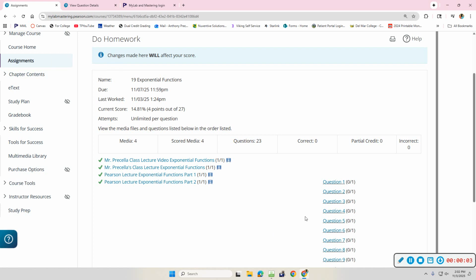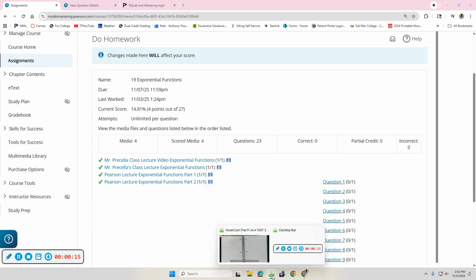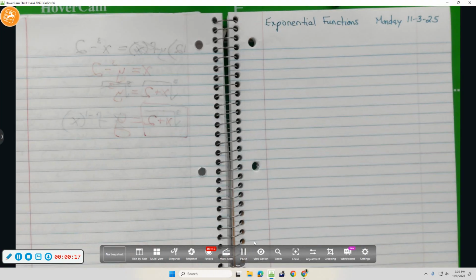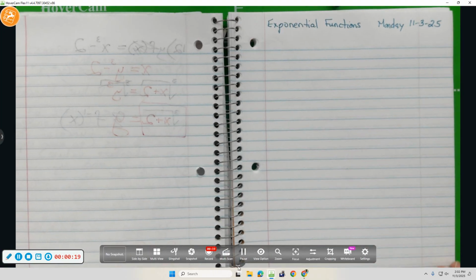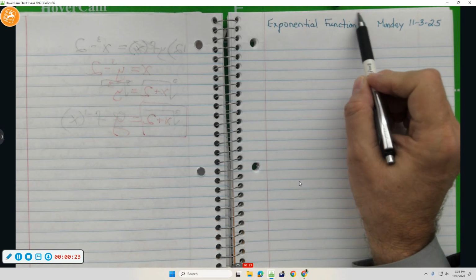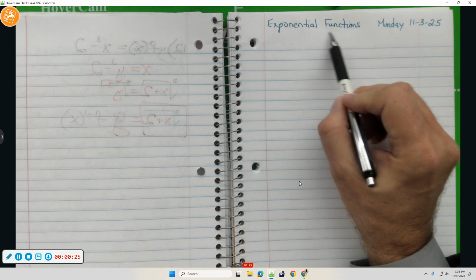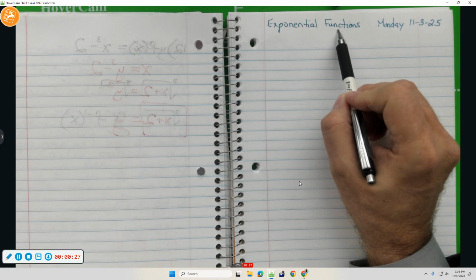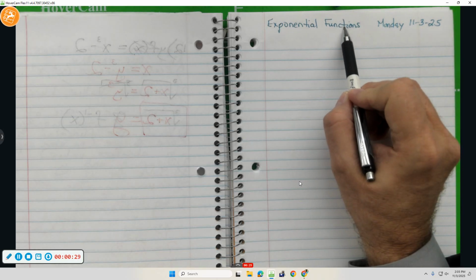Hello class. Today we're going to continue our discussion of functions. This time we're going to look at what's called exponential functions. And it's a pretty lengthy assignment, 23 problems. And we've already said what a function is. That was several weeks ago. A rule that assigns to each x value exactly one y value.